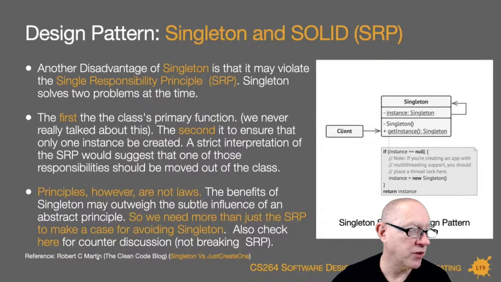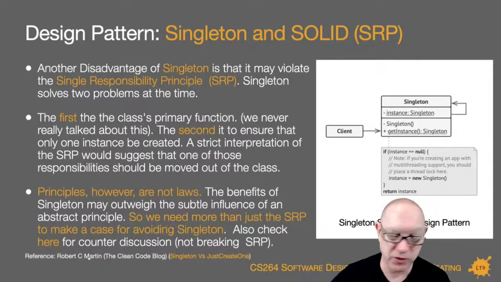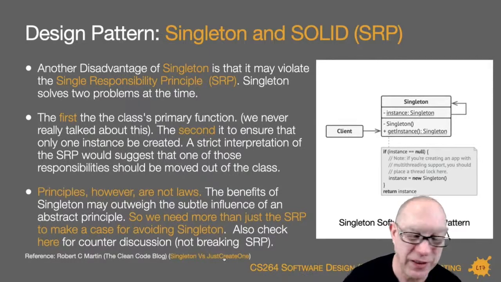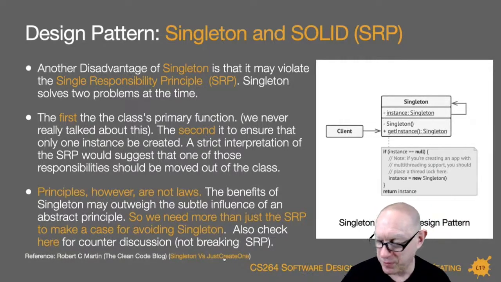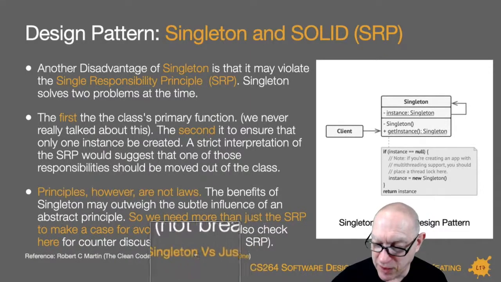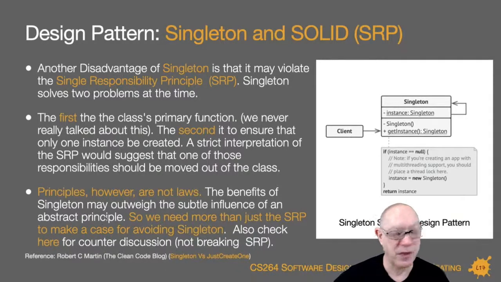Uncle Bob, Robert C. Martin, has an article on the Clean Code blog, and there are two entry points to it. I've given you just one. For example, he talks about singleton versus just create one pattern. He doesn't seem to be a fan of singleton, even though he's one of the people who were involved in the design. But I recommend maybe at some point, if you have a few minutes, have a look at alternatives to singleton, and you could try that and see how it works.